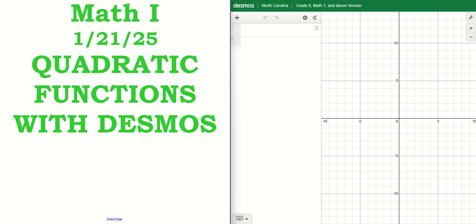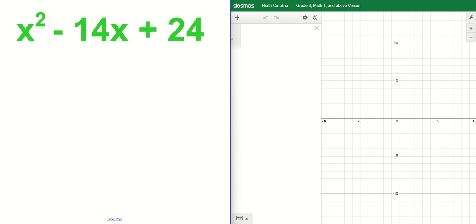So we're just going to work with the quadratic function type problems and do them with Desmos to make this a little easier. It just looks a little differently sometimes. All right, so to start with, everybody go ahead and type in that.